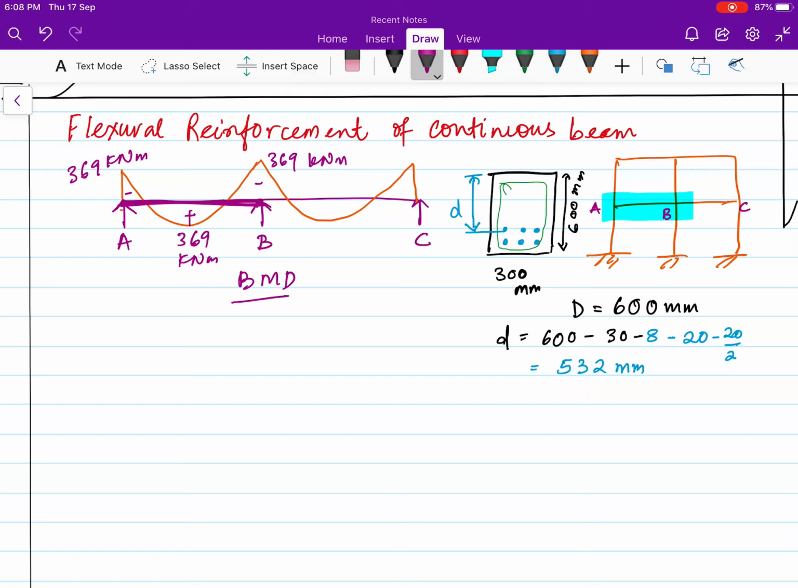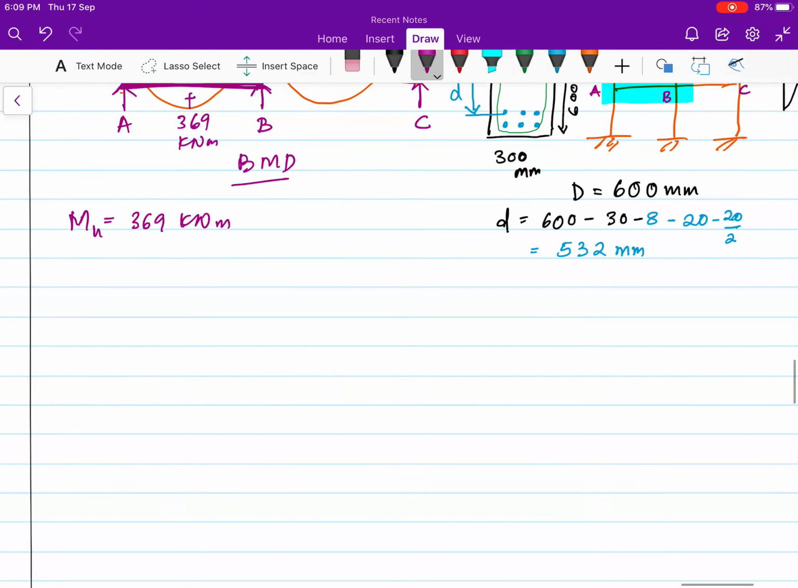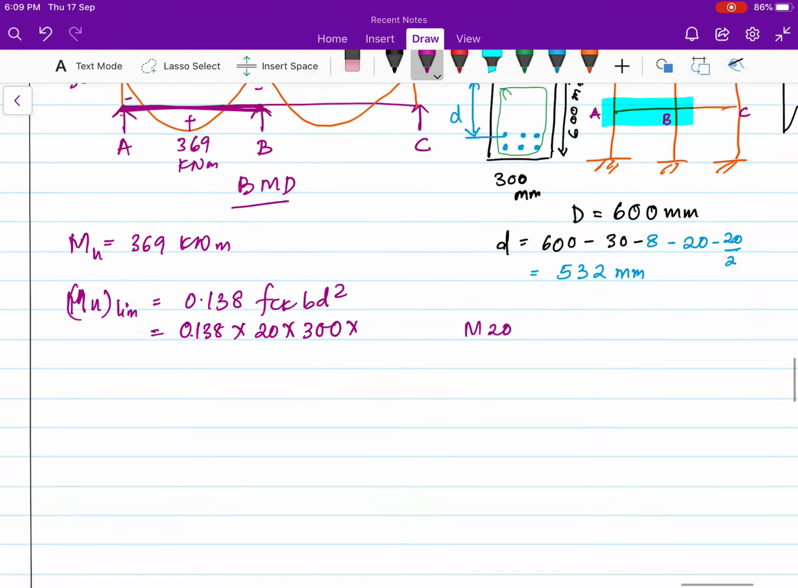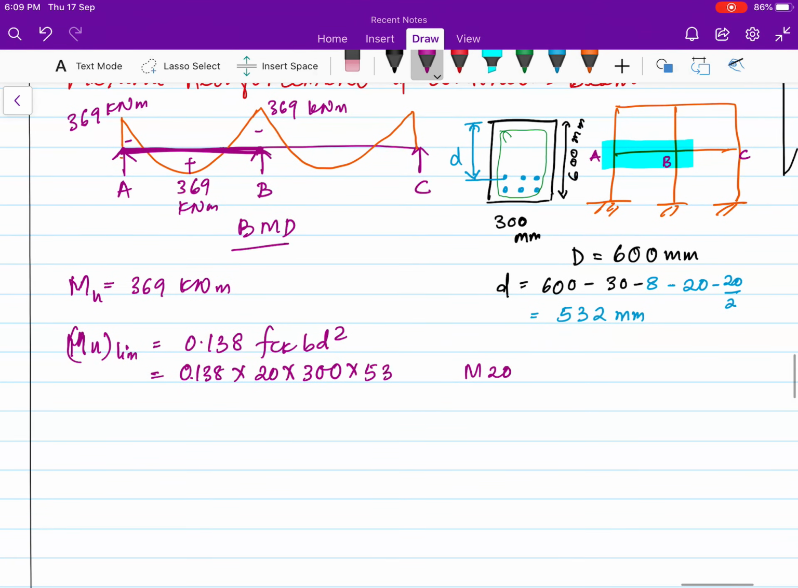Now the moment is 369 kilonewton meter. For this we are going to design. So first let us check what is the capacity of this beam. So Mu limit is equal to 0.138 fck b d square. So I'm assuming M20 grade into 300, the width of the beam we have considered, and our effective depth is 532 square. This is fck we are assuming.